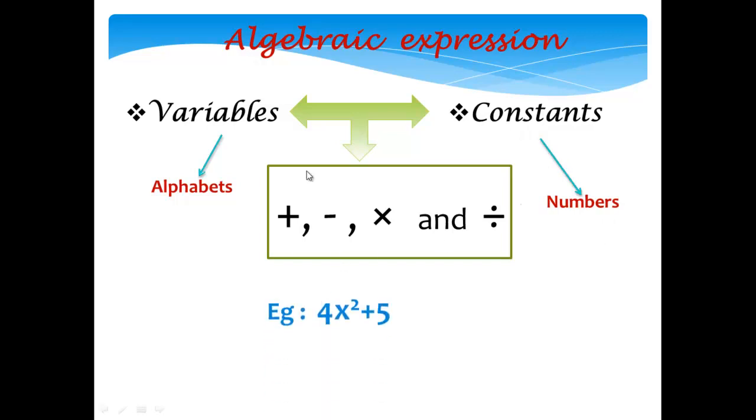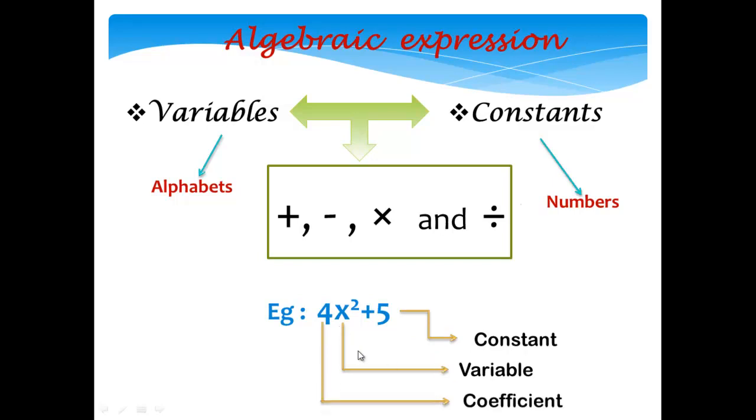One example for an algebraic expression is 4x square plus 5. Here 4 and 5 are numbers and x is an alphabet, which is a variable. In this expression, the number 4 and the variable are combined by using multiplication and addition. Here 5 is called the constant of this expression, x is the variable, and 4 is called the coefficient of x square in this expression.